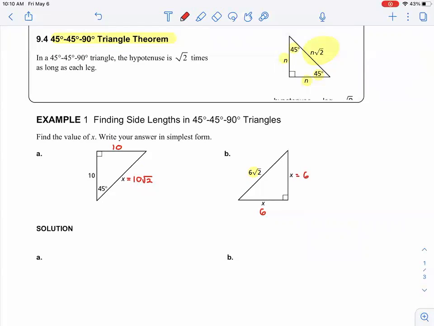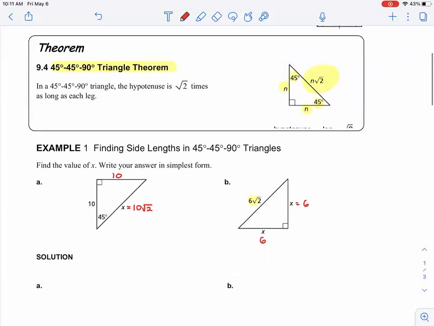Okay, so again, this is about shortcuts. Now we could do Pythagorean theorem. I mean, like in this other problem here, we could have done 10 squared plus 10 squared equals c squared and did all that stuff. But the idea is to use these shortcuts, but that only works when the angles are 45 and 45 and 90.